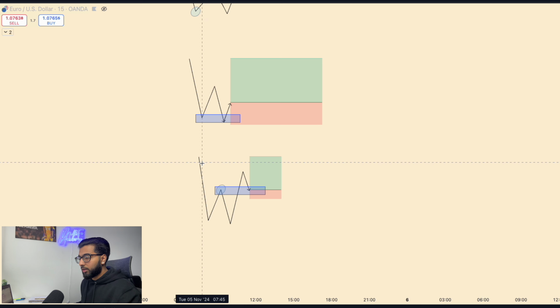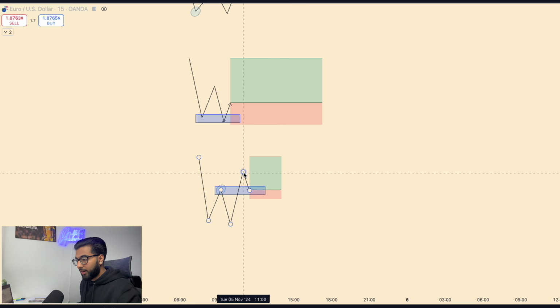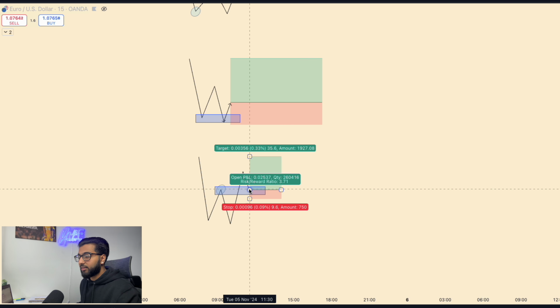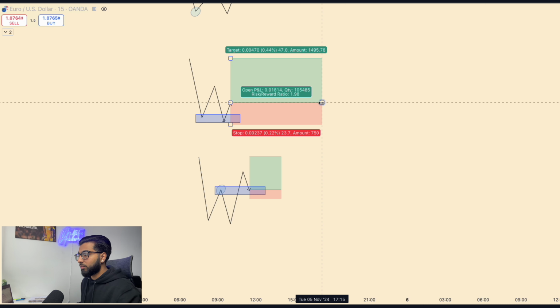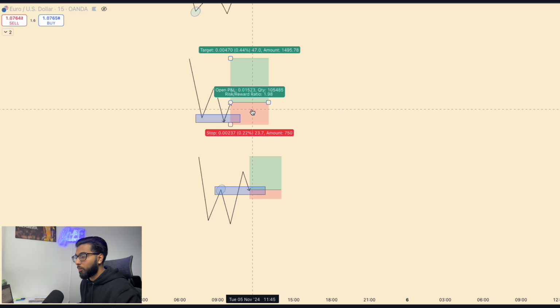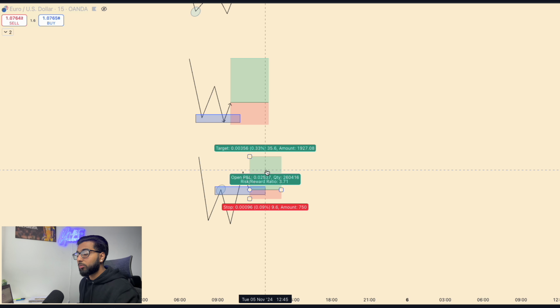Okay, so this is the leg, this is the bottom, that's the neck, that's the second bottom, and we go up, causing another leg, and then we retest the neckline, and then we're hoping that price goes up. Now, as you can see, the difference between these two trades is, number one, this risk to reward ratio is a 1 to 2, whereas this risk to reward ratio is almost a 1 to 4.